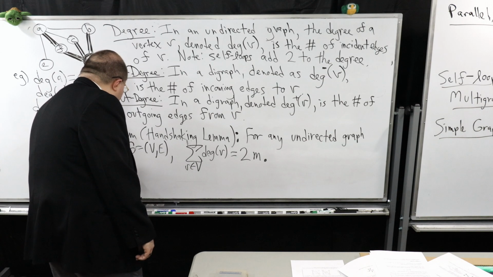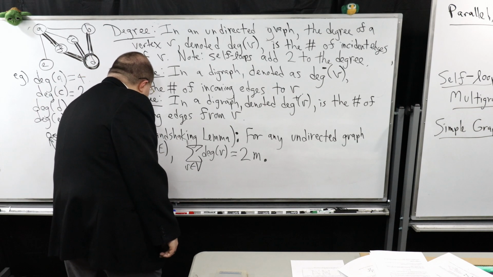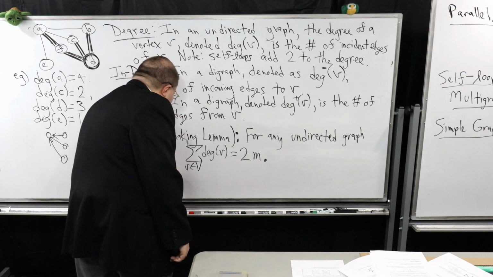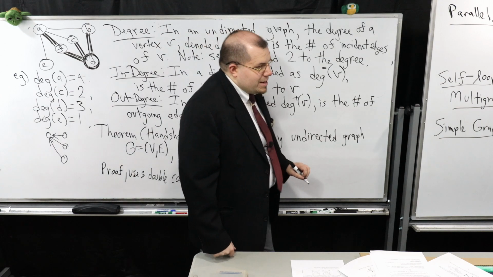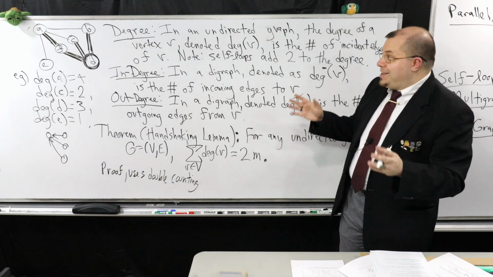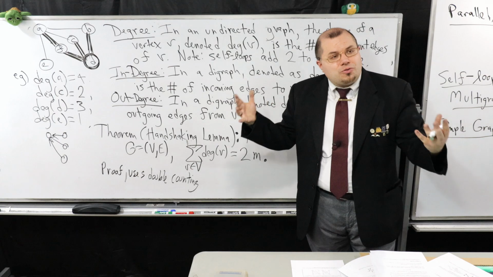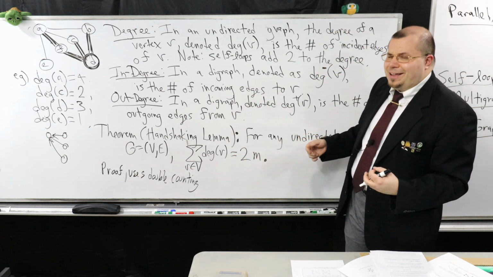So the proof uses double counting. So it's a double counting argument. I'll let you take a look at it. It's a very short proof. It's very cute. It's a very cute property, but you'll find that it will creep up every once in a while and you'll be like, dang, that's really cool.